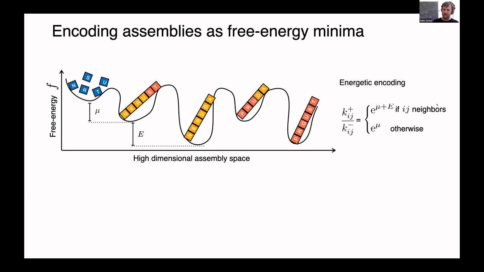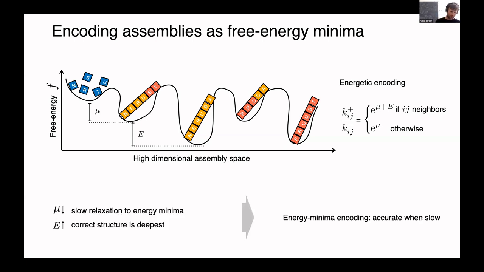This is a nice idea, and you can then define binding rates k_ij plus and minus of addition and removing of component i in the presence of component j, right? With a certain rule that reflects its energy landscape. And the rule would be something like this. Now you just say that there's a binding energy mu plus E if i and j are neighbors in some target, and mu otherwise.